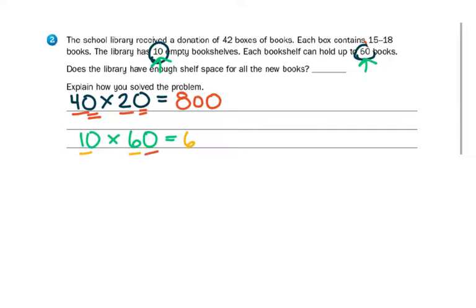Remember, you're writing this in your math journal at the same time I am. If I go too fast, go ahead and pause the video while you're writing. Add 2 zeros behind it. And so those bookshelves would hold approximately 600 books. And we have approximately 800 books. Does the library have enough shelf space for all the new books? No. They're going to have to buy some more bookshelves.